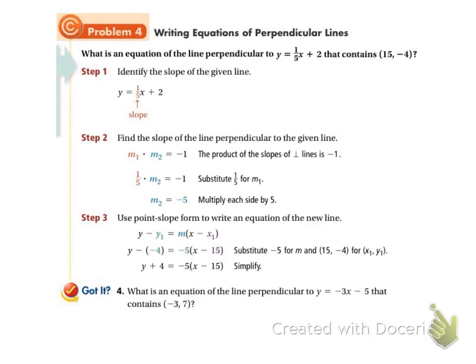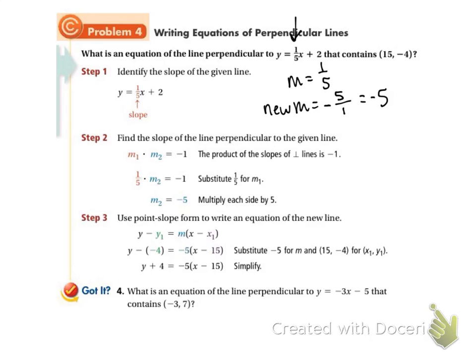Okay, same as what we did with parallel lines, I can write the equation of a perpendicular line. I need to take the slope from the original line. So in this equation here, my slope is 1/5. My new slope then, I'm going to flip the fraction, so 5 over 1. It was positive, so now I'm going to make it negative. So my new slope is -5.